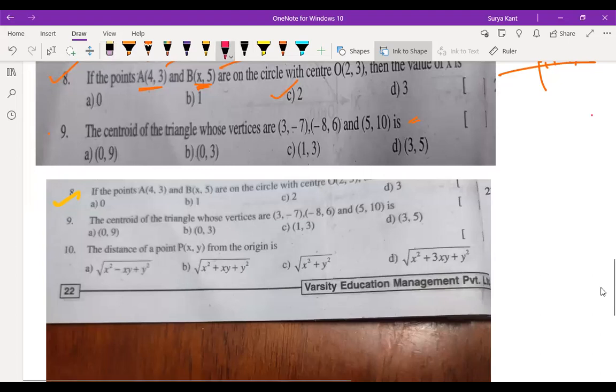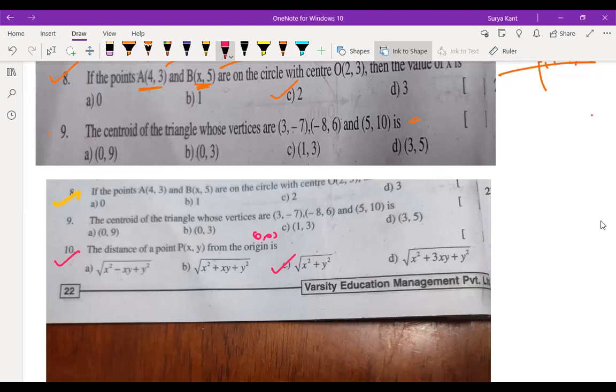Question number 10 is the distance of a point x comma y from the origin. The origin is 0, 0. The distance, this is very easy. It is the square root of x square plus y square, right? Everyone knows that. The 10th question we have done. Now we are doing the 11th and 12th.